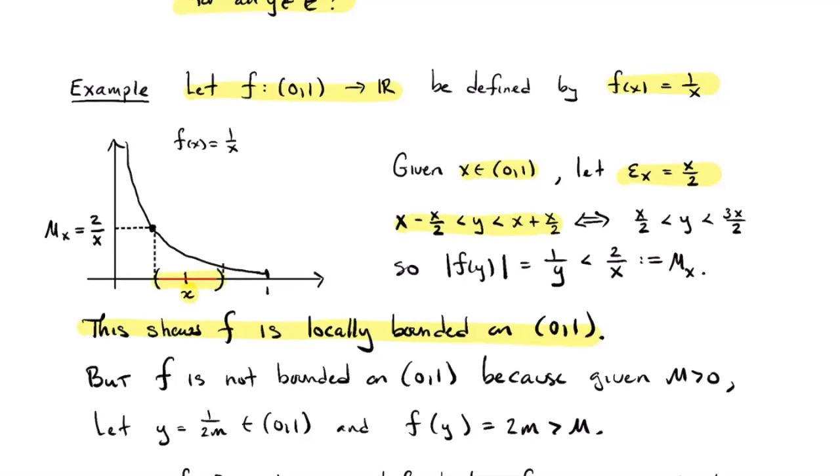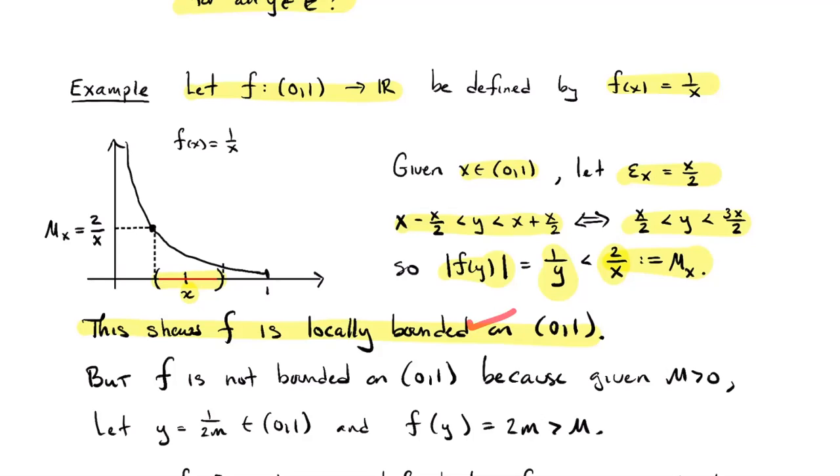Stop the video and check it. I'm not going to walk you through all the arithmetic of this. But that would be equivalent to y being between x over 2 and 3x over 2, right? So the absolute value of f of y, which is just 1 over y, you can drop the absolute values because y is a positive number, would be no more than 2 over x. So I can take that to be my m of x. It depends on x, of course. The smaller you take x, the bigger m sub x is going to be. But locally on that little epsilon neighborhood of x, our function is bounded by 2 over x.